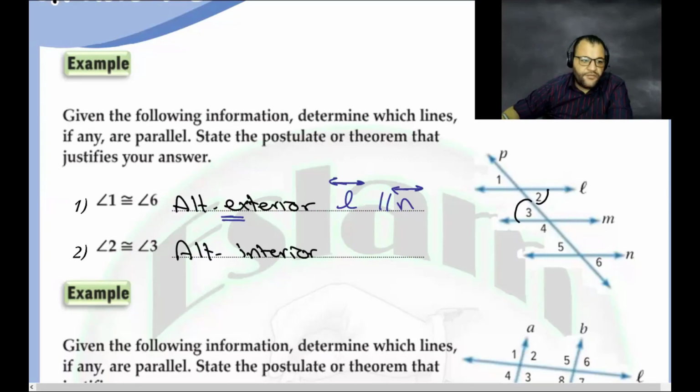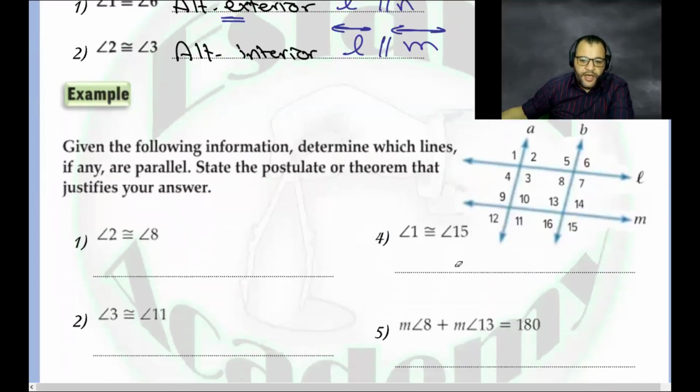So we can go back to question number 2. We need to identify which two lines are parallel. L and M, because angle 2 is formed from two lines. The first line is P, and line L is parallel to the second line, which is M. Any problem for this part? No. Okay.